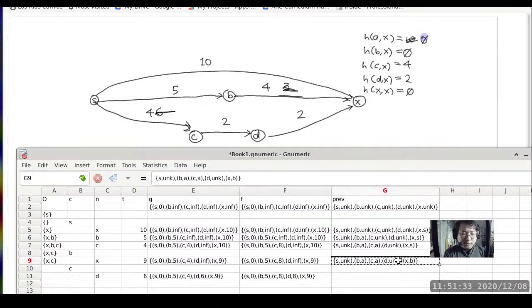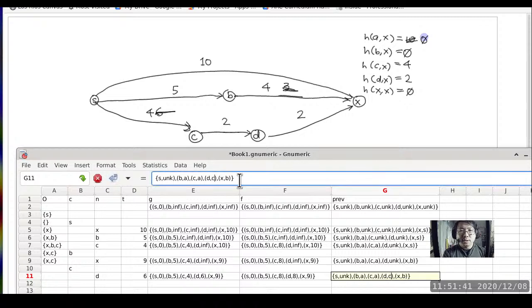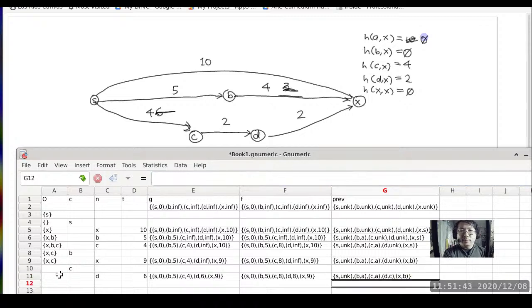And we also have to update the previous, because now we know that in order to get to D, the previous vertex is going to be vertex C. And we have to add D to the set. Now we have X and D, and I keep forgetting to remove the element that I have already considered. So this has to be updated first, and then we have X and D left. That concludes the inner for loop.